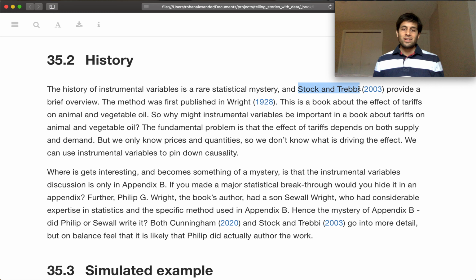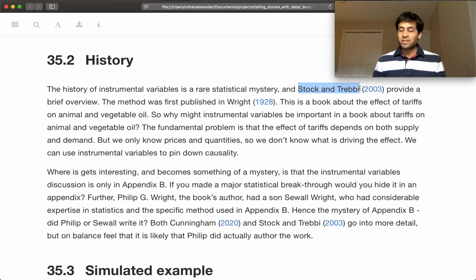So it's sort of a little bit of a mystery as to why this fundamental insight would be relegated to an appendix. So why did Wright need instrumental variables? Well, the issue is that if we have supply and demand, and for those of you who have done some economics, you know what I'm talking about. If we have supply and demand, then we don't know if it's supply that's being affected or demand that's being affected. All we know is various combinations of price and quantity that we have. And so we have an issue where it's not clear what is causing the change in the combination.